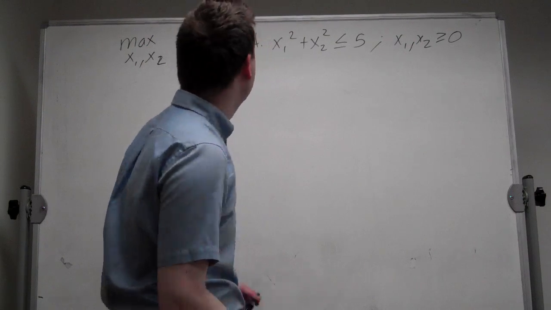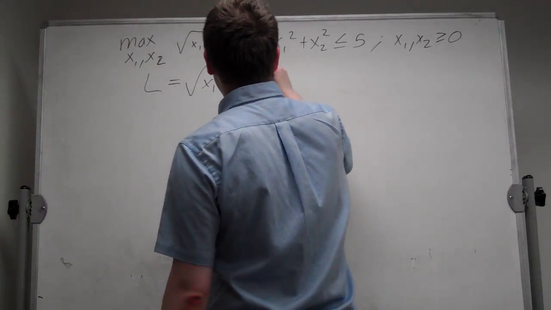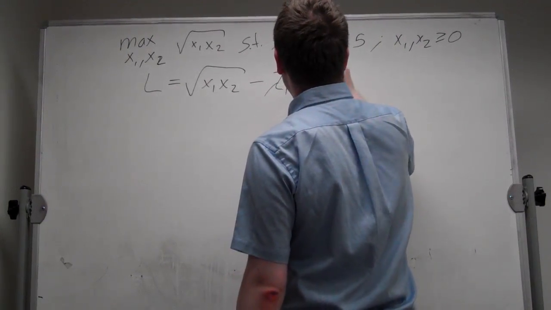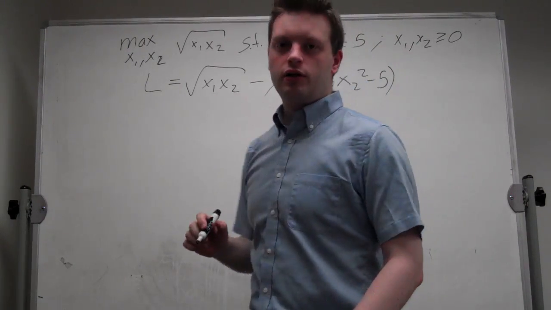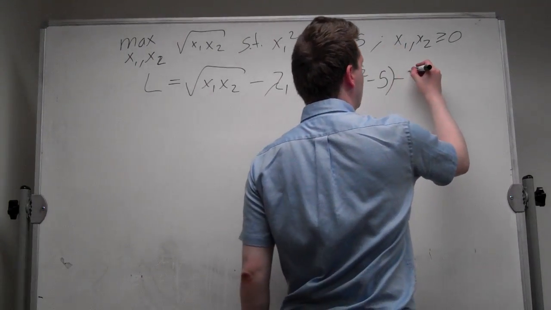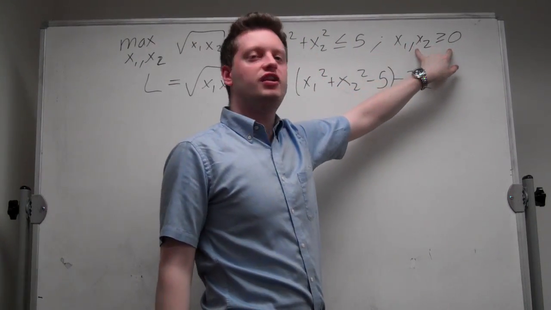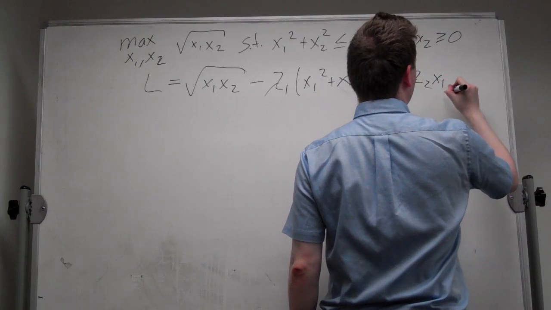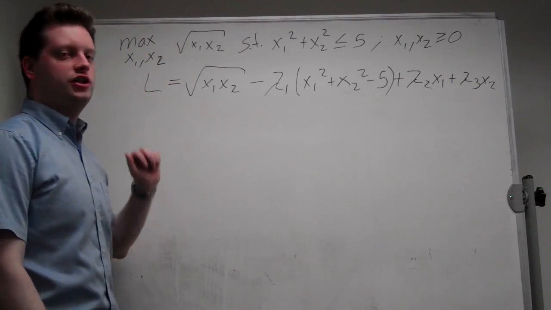constraint optimization problem. L equals square root of x1 times x2 minus the first Lagrange multiplier, lambda 1, times x1 squared plus x2 squared minus 5. Now, minus the second Lagrange multiplier, but remember that here minus lambda 2 times minus x1, because we have to flip it to get the constraint in the right form. So we can do plus lambda 2 x1 plus lambda 3 x2. And we set up our Lagrangian.